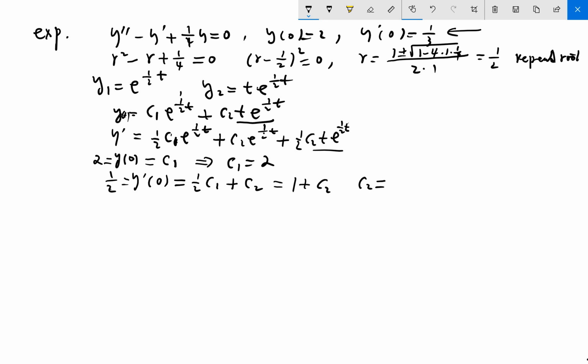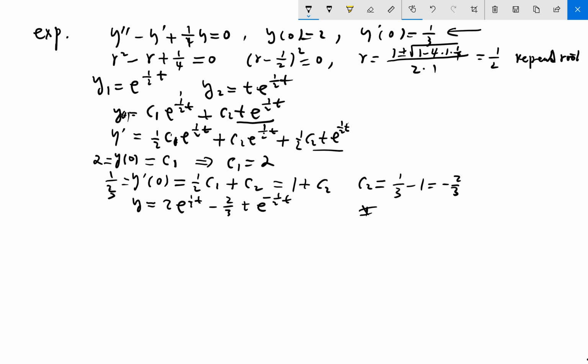So your C2 here equals 1/3. Okay, I'm sorry about that. So 1/3 minus 1 gives you negative 2/3. Therefore, finally, we solve this problem. y is equal to 2 e to the 1/2 t minus 2/3 t e to the 1/2 t. So we're done.